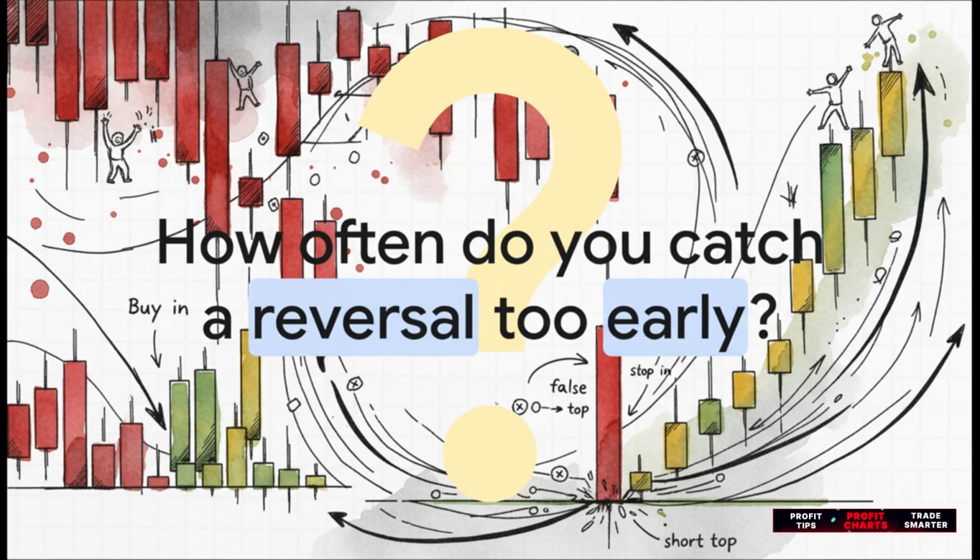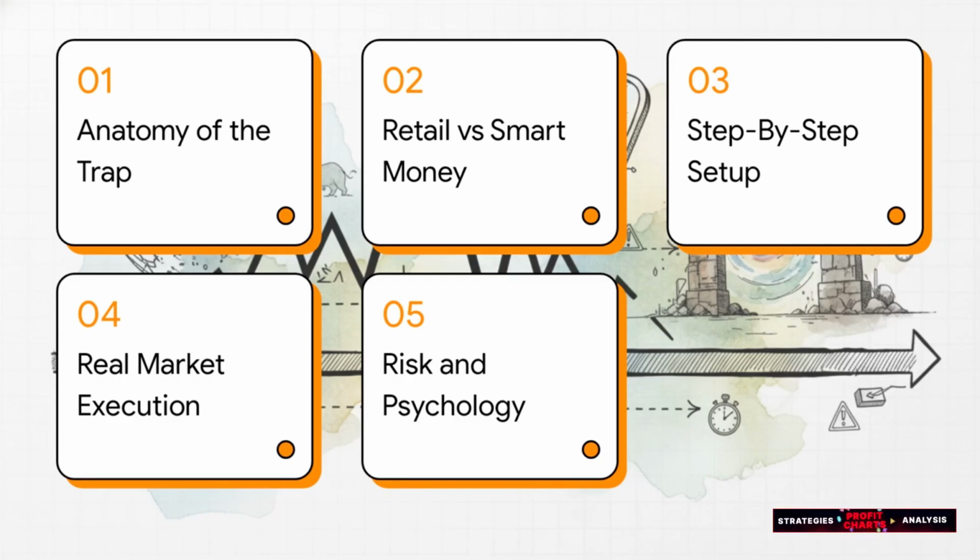It's incredibly frustrating. You end up letting your emotions dictate your entries, while the institutional players are just quietly taking the other side of your trade. You are definitely not alone in this, but it's a vicious cycle and we have to break it. So, to fix this, we need a game plan. Here's our agenda for today.